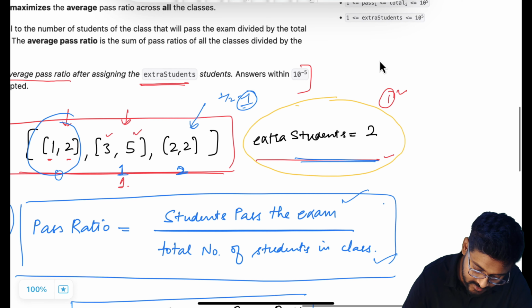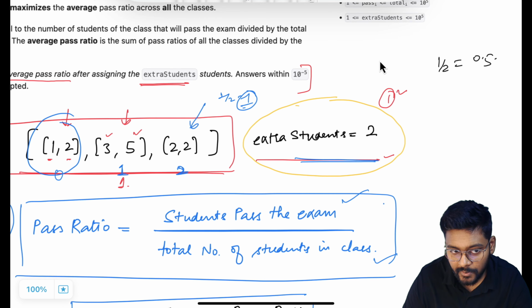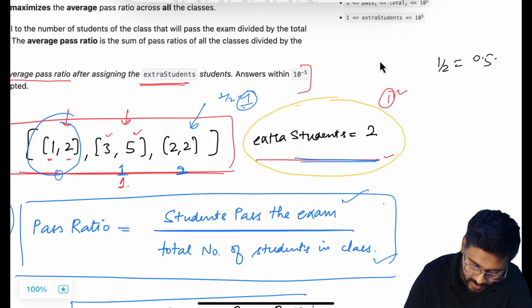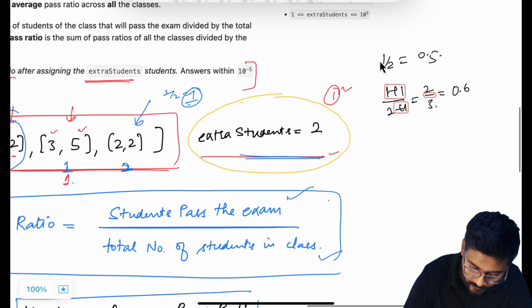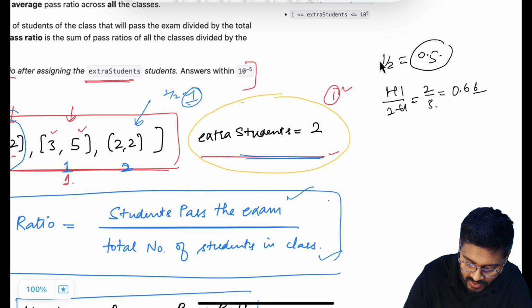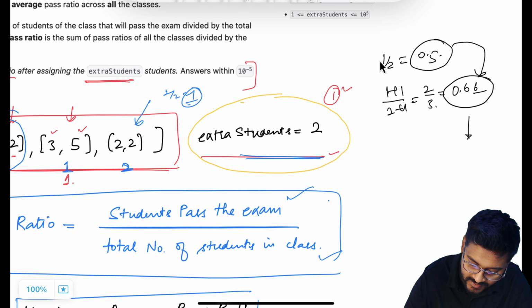And what is the effect of these extra students? Let's say my first class's initial passing ratio was 1 by 2, that is 0.5, and after adding one brilliant student to that class, the passing ratio will become 1 plus 1 divided by 2 plus 1, which is 2 divided by 3, that is equal to 0.66 something. So initially the passing ratio was 0.5, then it increased to 0.66. It means when I add a brilliant student to a particular class, the passing ratio will increase. And the maximum value of a passing ratio in any class is 1.